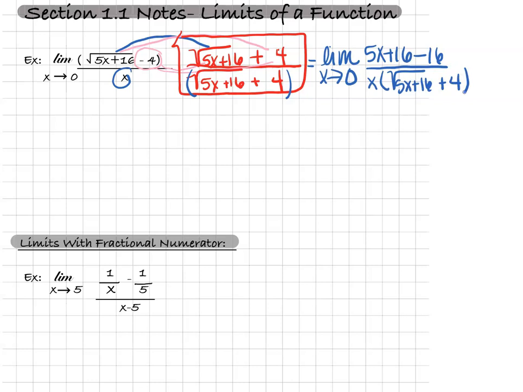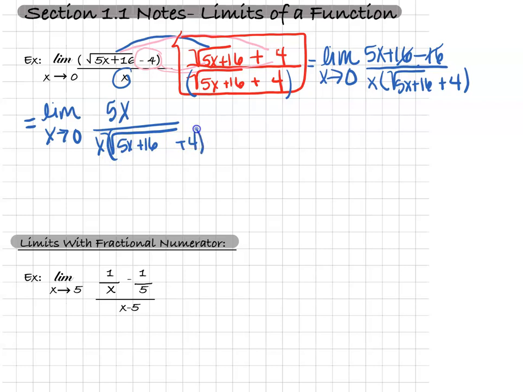Now I can go ahead and clean up the top. This 16 is going to cancel with this 16. So I have equal to, we have not taken the limit, so I'll say the limit as x approaches 0 of 5x over x times the square root of 5x plus 16 plus 4. And then you will also see that that x is going to cancel.